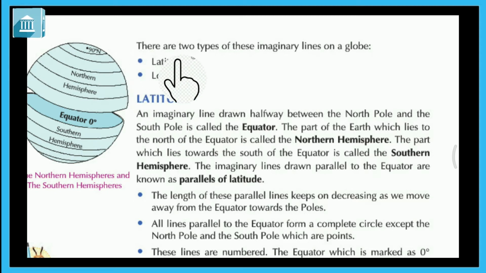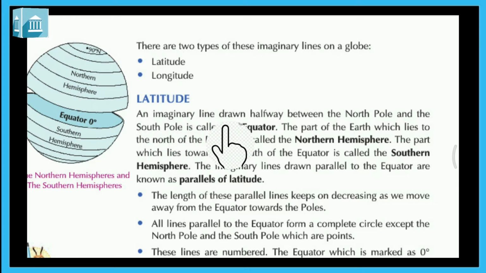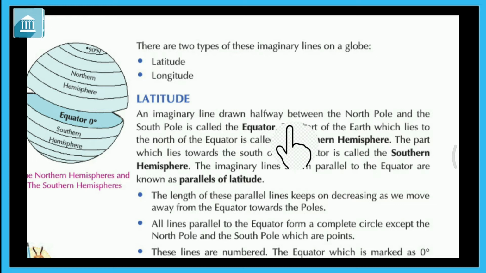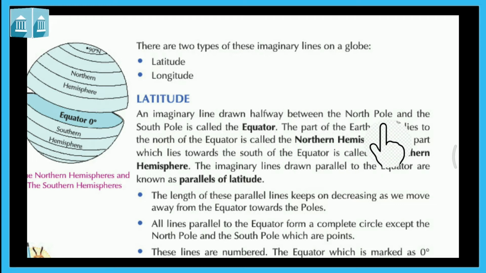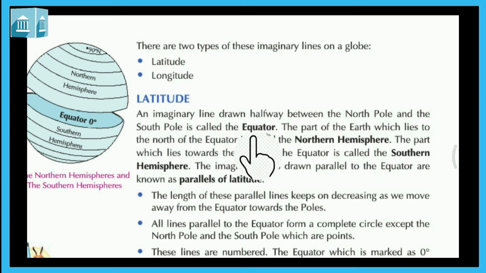There are two types of these imaginary lines on a globe: latitude and longitude. Latitude. An imaginary line drawn halfway between the North Pole and the South Pole is called the equator.